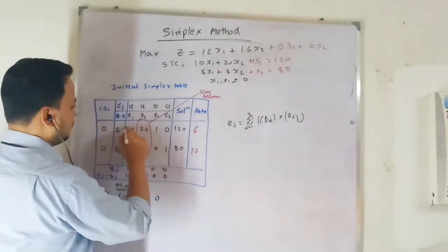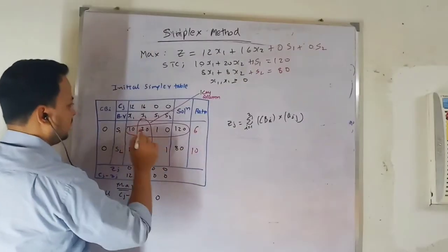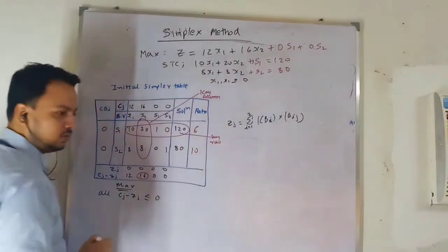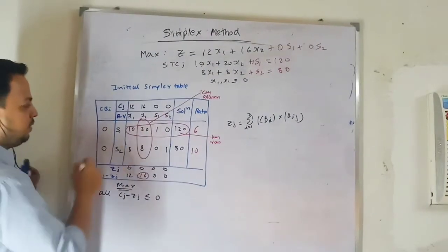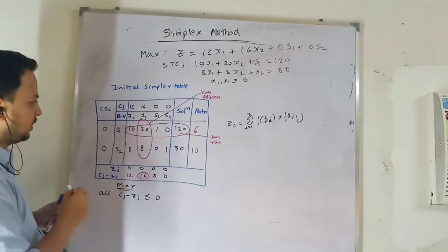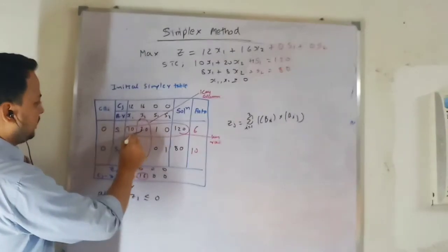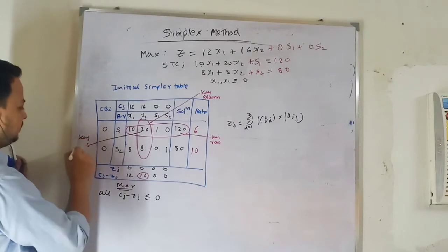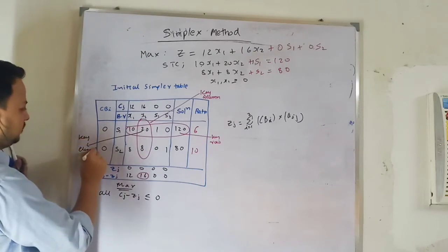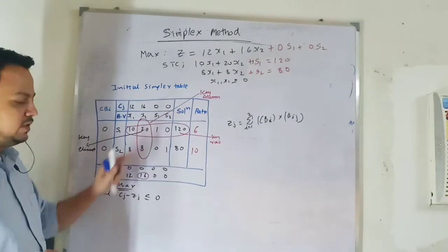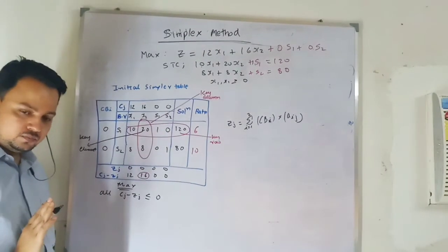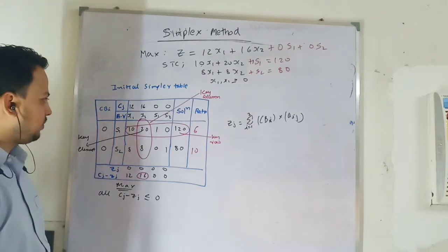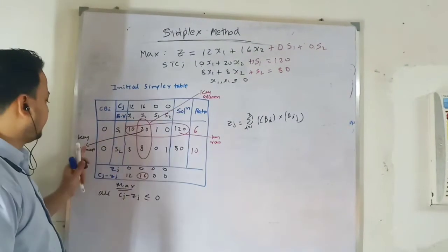So this is my key row. And the common element is 20. You can see 20 is the common element in the key column and key row. This is called the key element. This 20 is called the key element. So I have the key column, key row and key element.